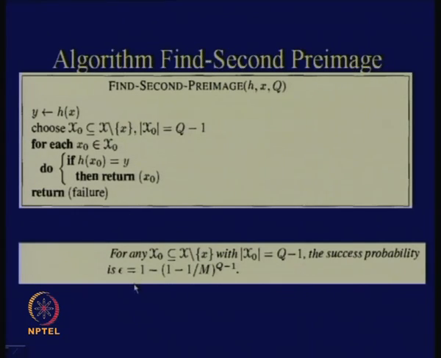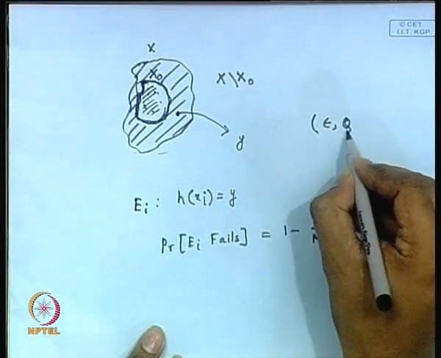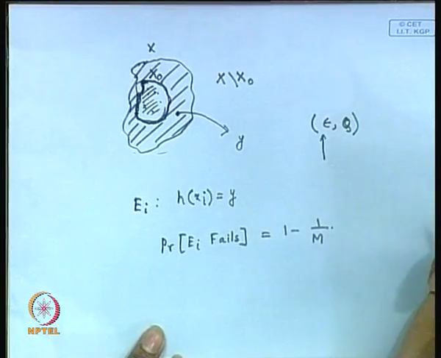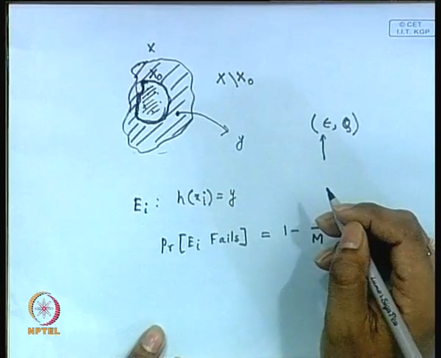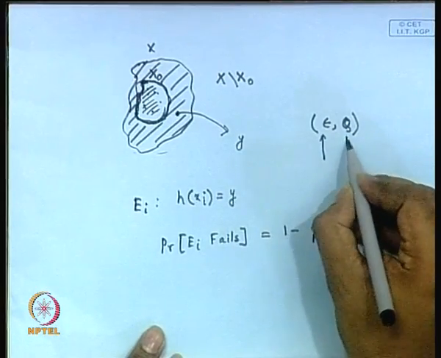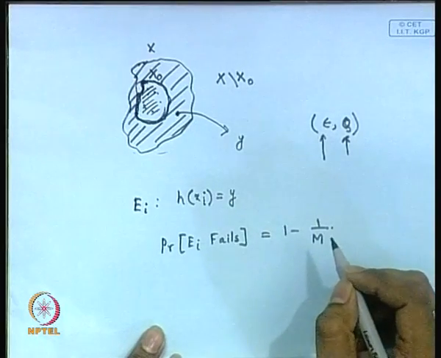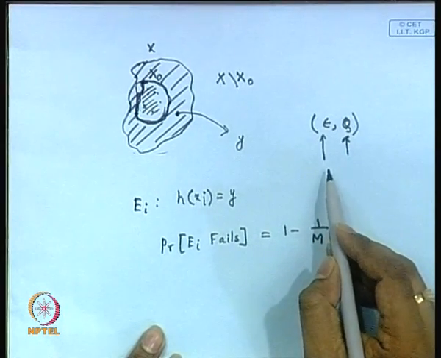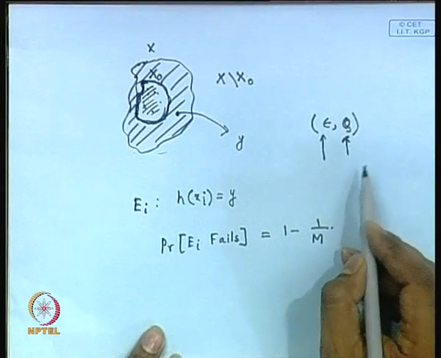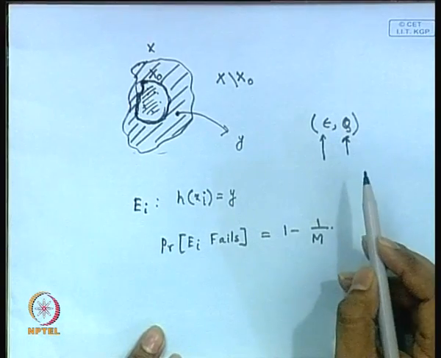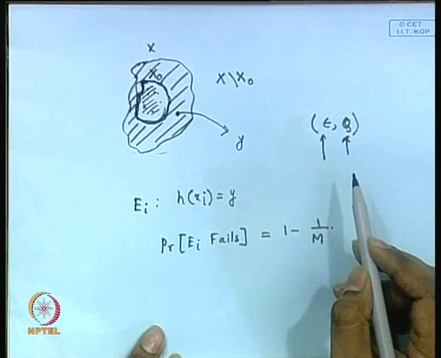And how many queries have you made to the hash function? You have made q queries, and therefore, this is actually q. Okay. So, often these classes of algorithms are represented like this, that is epsilon comma q. So, epsilon stands for the lower bound of the probability, and q stands for the number of queries that you make. Okay. So, in this case, epsilon will be equal to (1 minus 1 by m) to the power of q minus 1, and the number of queries that you make will be q, right.